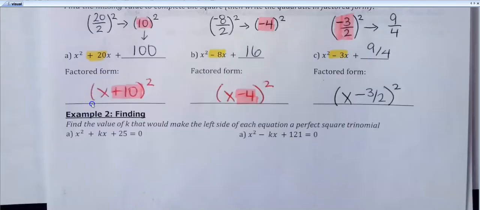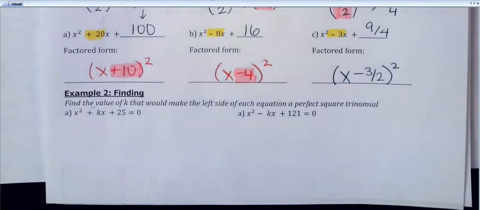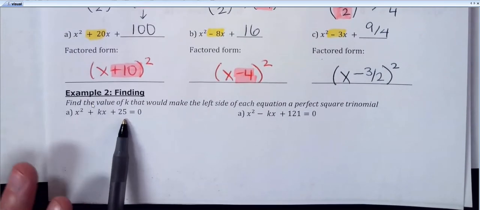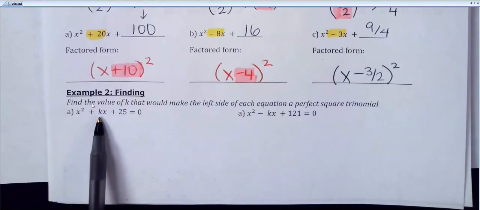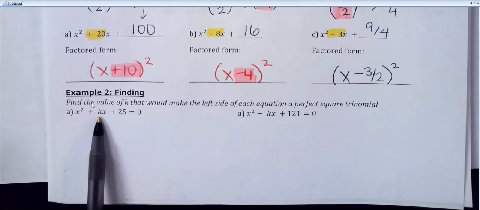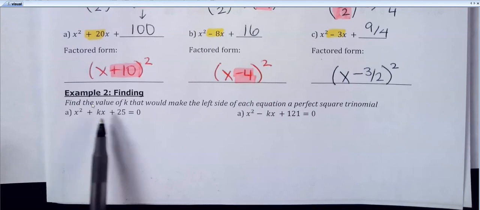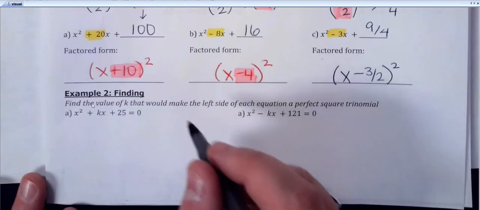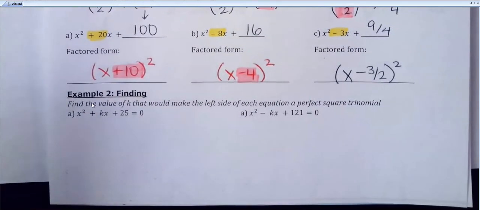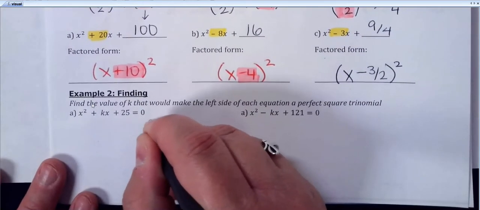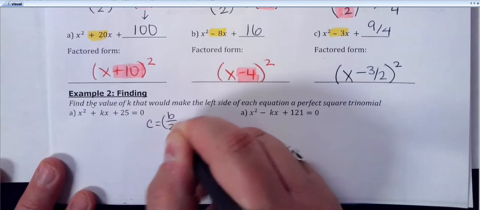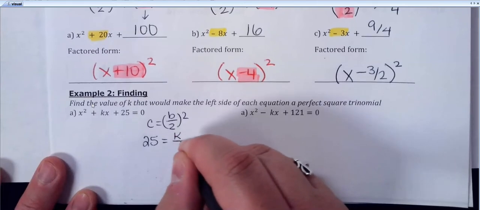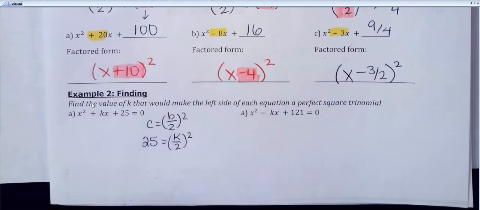Okay, now at the bottom, I just have a little bit different format. We're going to work backwards. So this gives you the constant term, and it says, okay, what should k be? Anybody have any idea what k should be? Okay, here, I'll just show you. It should be 10. Let me show you. If you want to use a little formula for it, remember I told you the constant is the b value divided by 2 squared. So if you know the constant, b is represented with a k in this particular question, you could work backwards from that formula.